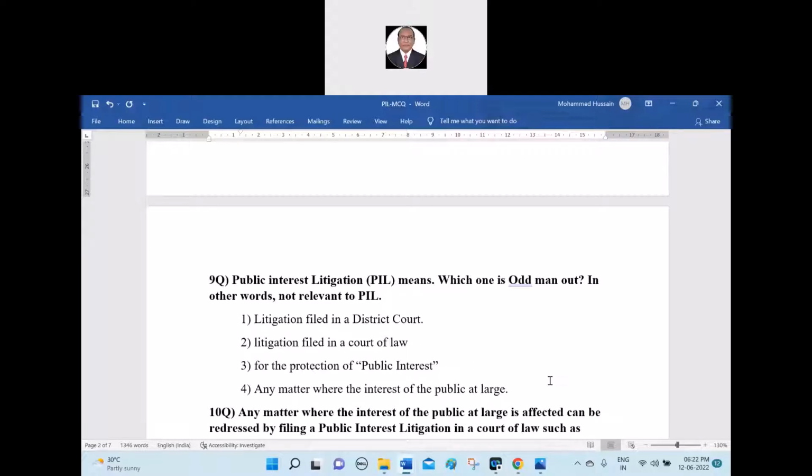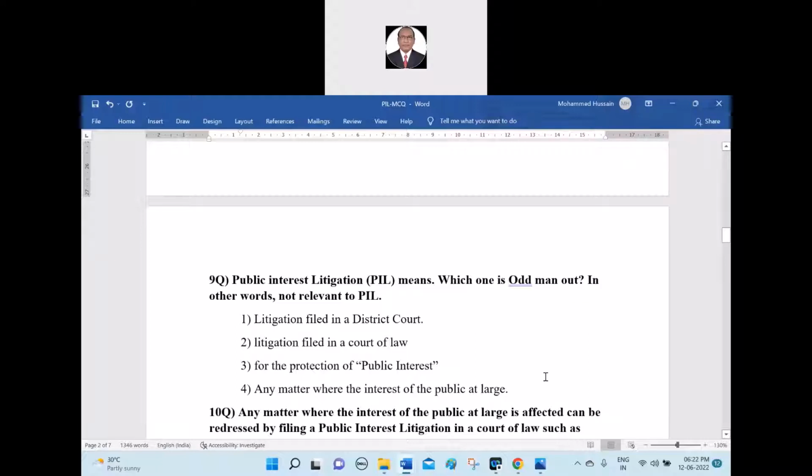Okay, then yes, it will be Two, sir. No, it's one. I think a district court we cannot file, sir. We can file only in high court. We cannot file a case in the district court for the PIL. Supplementary question: only in high court, under which article? 226. And the Supreme Court? 32.